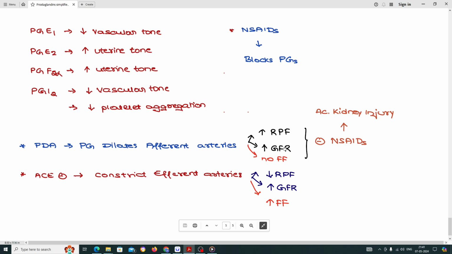So this was all about the prostaglandins. You have learnt about the prostaglandin actions, how the individual prostaglandins act, what the prostaglandin analogs are, where they are used, the rationale behind controlling the use of NSAIDs for a prolonged duration of time, and the effect of prostaglandins on the renal blood vessels. Thank you.